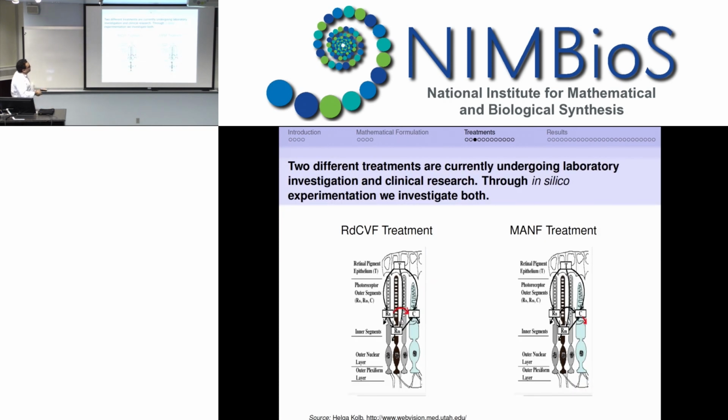So in both instances, if I look at the compartmental models superimposed on the rods and the cones, then in the RdCVF treatment, just to single out one component that RdCVF is addressing, is the fact that as the rods begin to die off, there will no longer be a contribution of the rods to the cone population. In the MAMP treatment, we're trying to address the death, or reduce the death, of these photoreceptors. So if I single out the cones, for example, it's this outgoing arrow that we're trying to reduce the rate of.